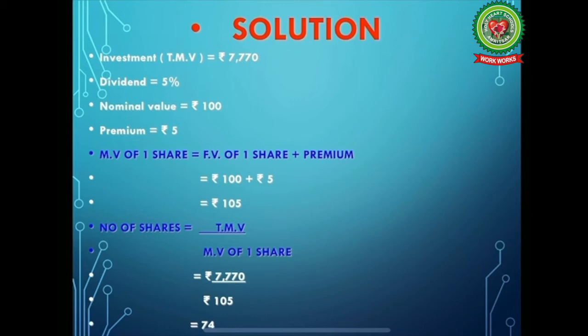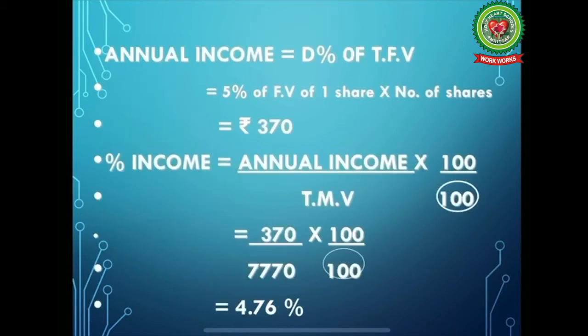Now after calculating the number of shares, we need to calculate the annual income. Annual income is equal to D percent of total face value, which is 5% of the face value of one share into the number of shares. Now the face value of one share is rupees 100 and the number of shares we have already calculated to be 74. Substituting the values, the annual income comes out to be rupees 370.